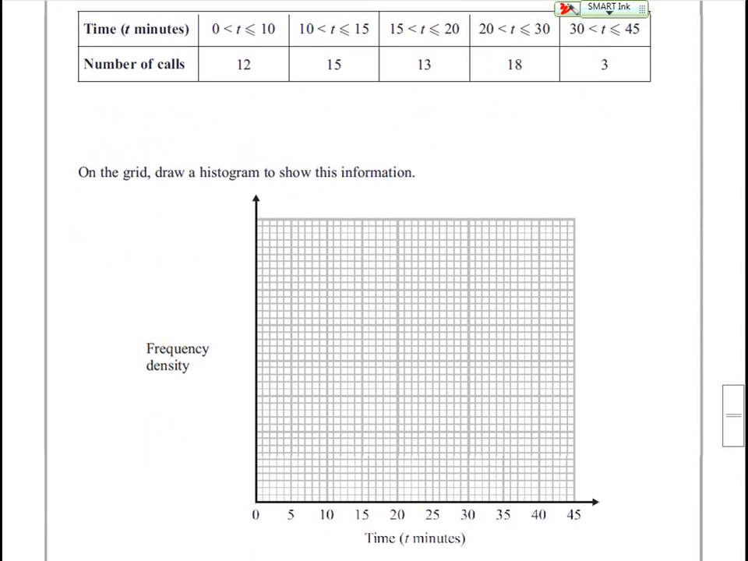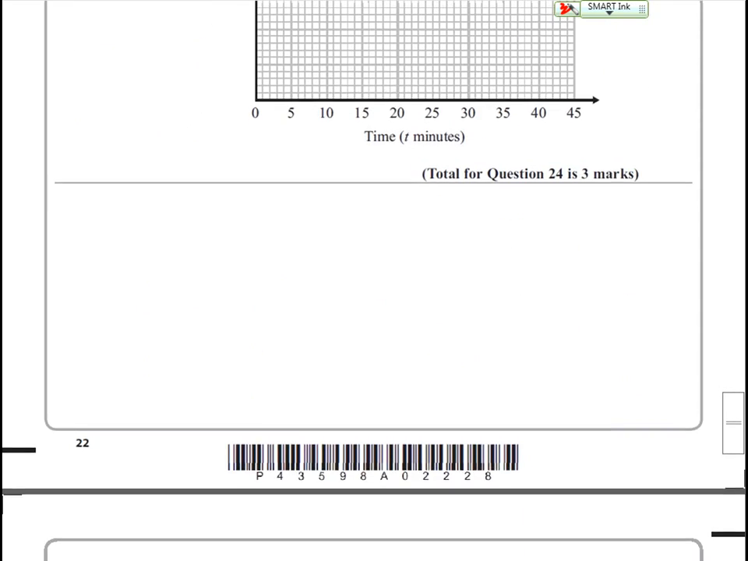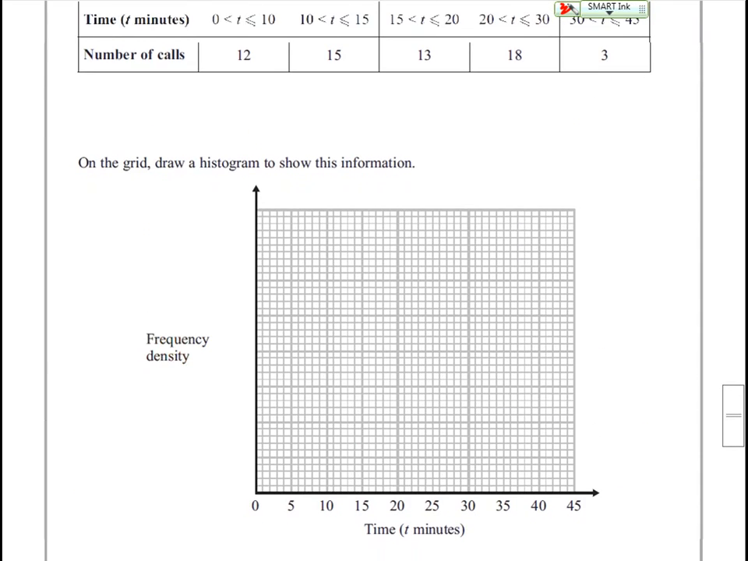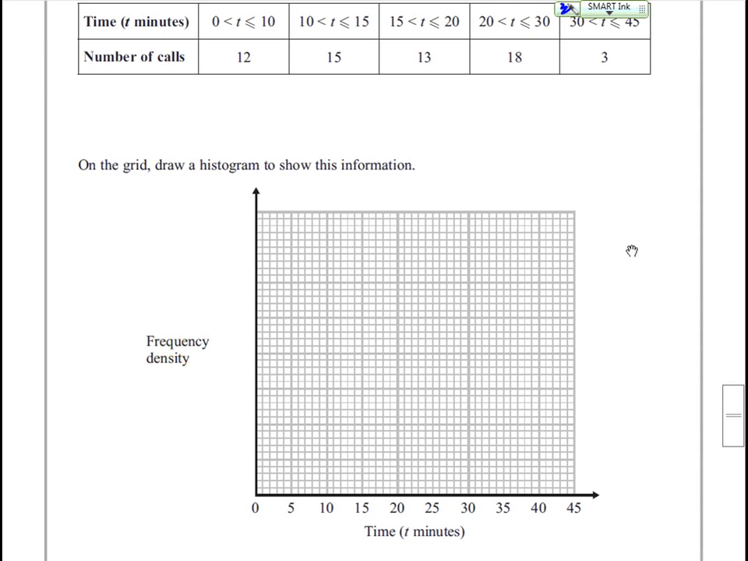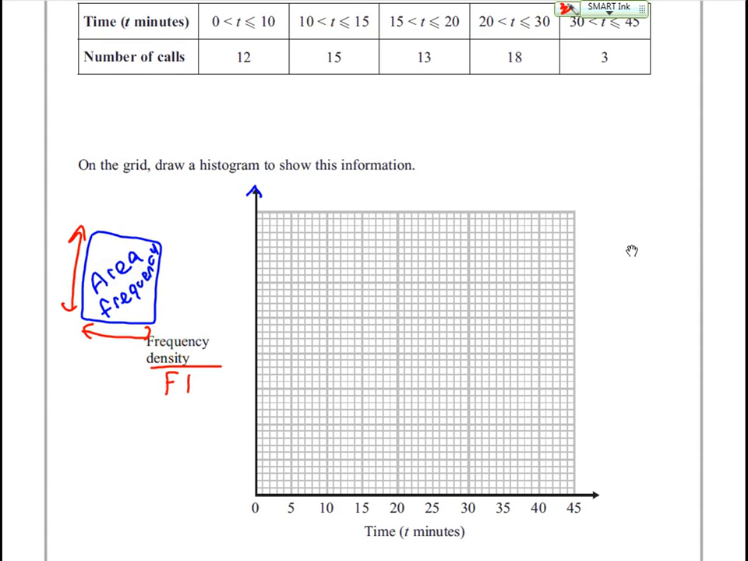What we've got to do is draw a histogram to show the information. There's no extra questions, so I don't have to worry about deleting this ink once it's done. So, for a histogram, you need to remember that it's a bit like a bar chart, but instead of the height showing the frequency, it's the area that shows the frequency. So that means we need to make up the frequency by multiplying across here by the height up here. Now this is already labelled for you as frequency density, or FD.